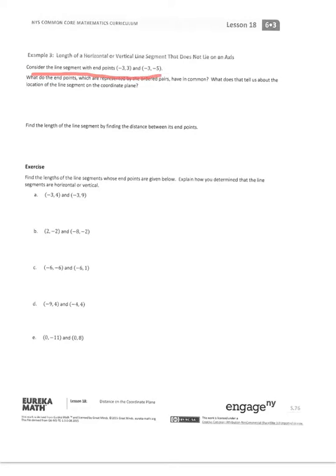Now, these two problems are the same as the other. They just want you to describe the location and what they have in common. Then you find the length of the line segment. Remember, a line segment is a point, a line, and then a point. What's the distance between here and here?